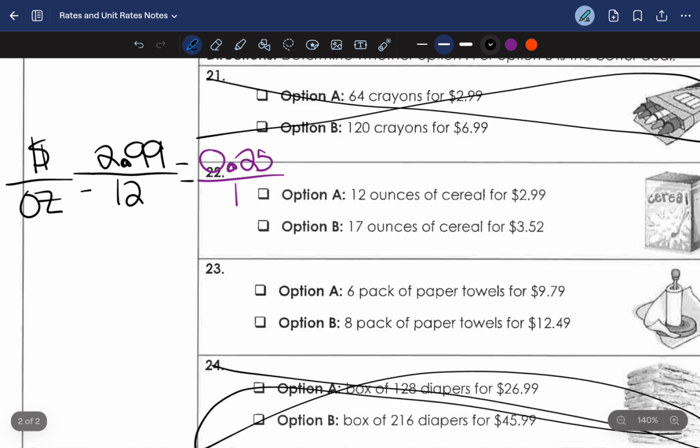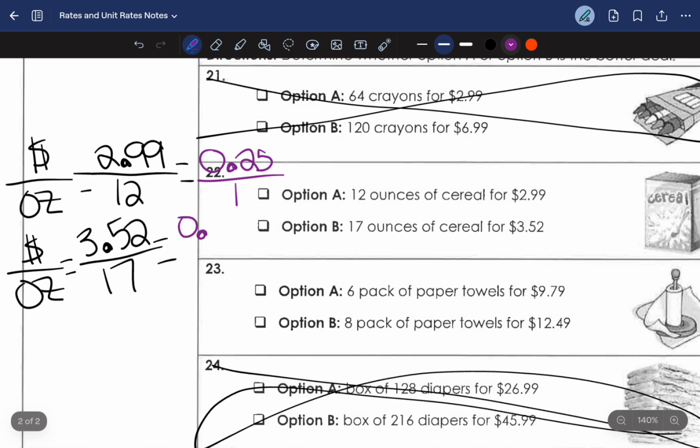And then same idea for the second option. So it's still going to be price over ounce. So I'm going to write that price over ounce. And that is going to be 3.52 over 17. Again, I would divide numerator divided by denominator, and I would get 0.21 over 1. So when we're looking at better deals, we want to know which one's the cheapest per ounce. So in this case, option B would be cheaper per ounce.